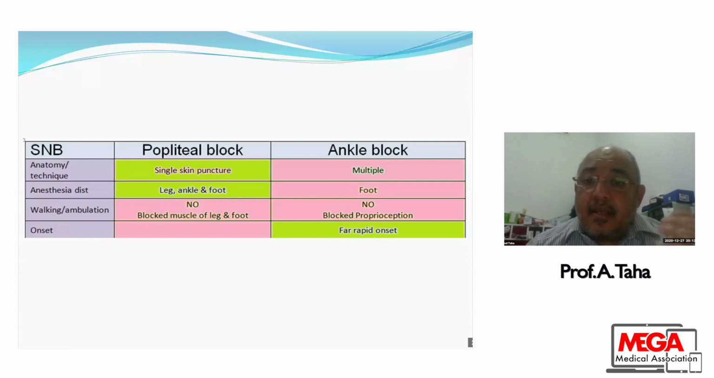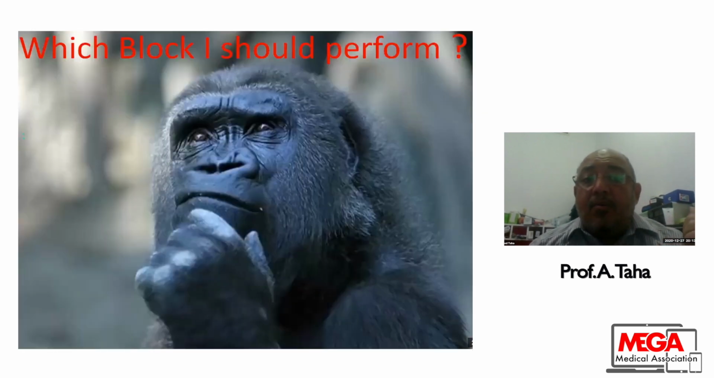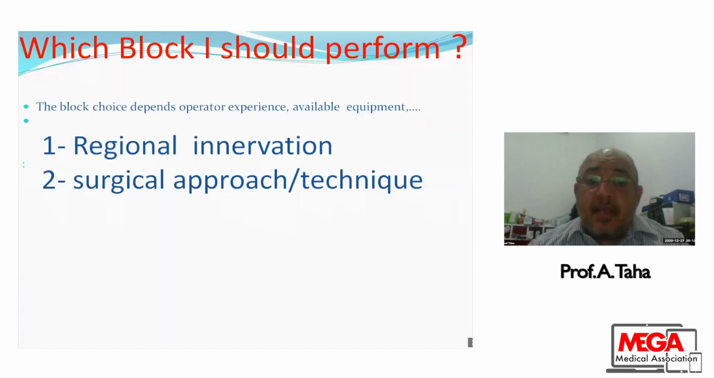So now we compare some types of blocks, and we're coming to our target today: which block should be performed. This depends on the regional innervation of the area operated and the surgical approach or technique. This is a very important point of communication between the surgeon and the anesthetist regarding what approach and what technique will be used, because it will completely change the plan.